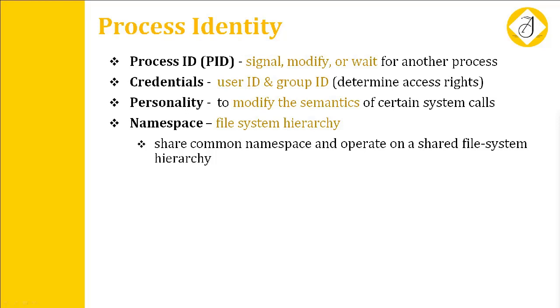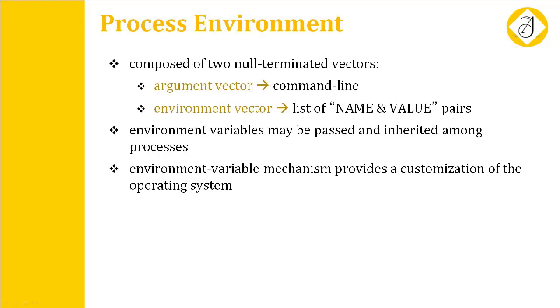Next, we can see about the process environment. The process environment is inherited from its parent and is composed of two null-terminated vectors. The vectors are number one, the argument vector, and number two, the environment vector. The argument vector lists the command line arguments used to invoke the running program, and it conventionally starts with the name of the program itself.